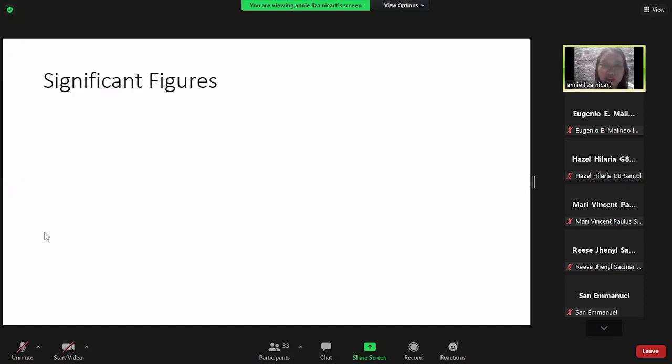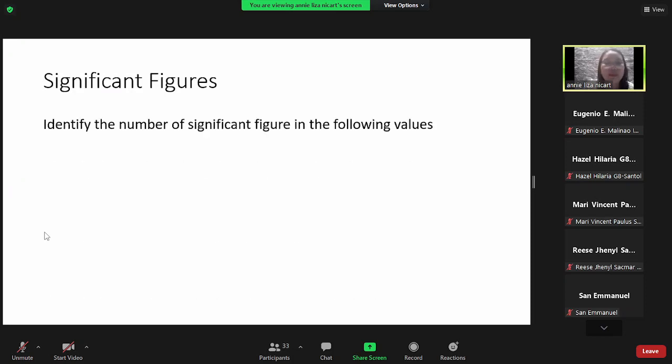So, significant figures are numbers that are considered to be significant, meaning they're important. I want you to identify the number of significant figures in the following values. Number 1, 234 kilometers. How many significant figures? This is not a graded recitation, I just want to check your knowledge regarding significant figures.